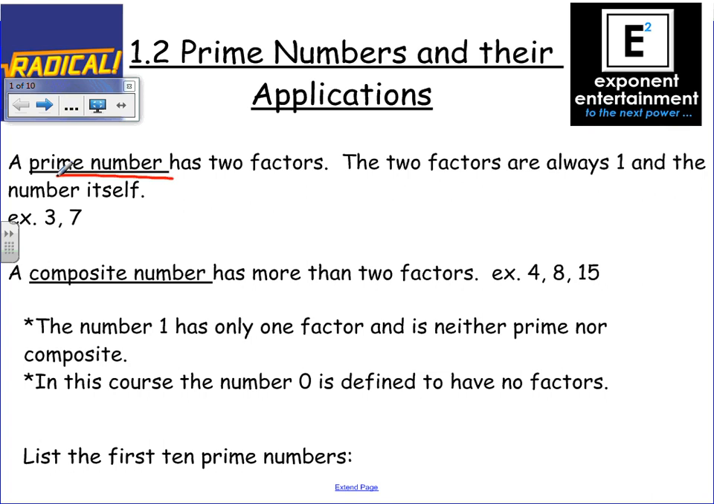So that's kind of why it's a little bit of a weird number. In this course, we're just going to leave it nice and simple. Say that it has no factors, so it's not prime, it's not composite. We'll just make it nice and simple for us. But 0 is a number that there's a lot of research on because it's kind of a weird thing.